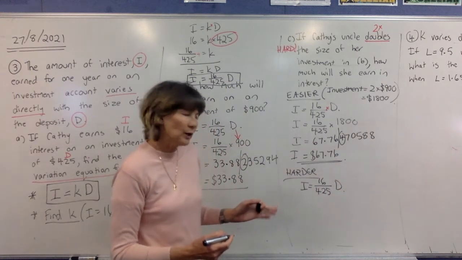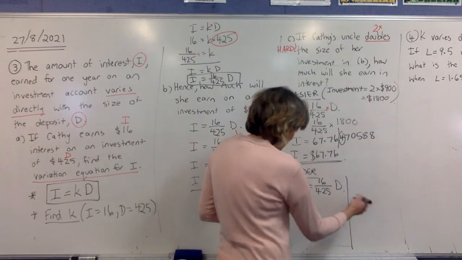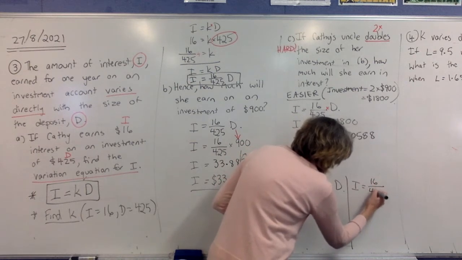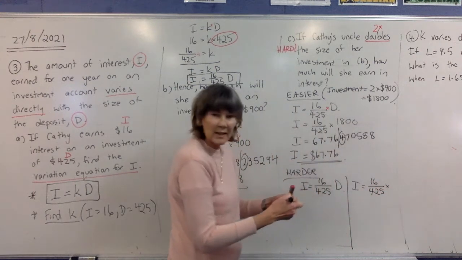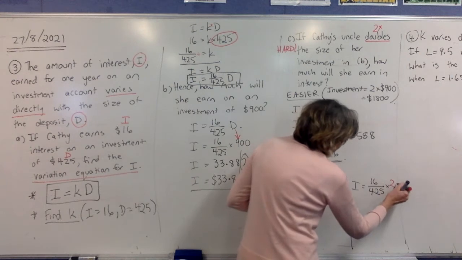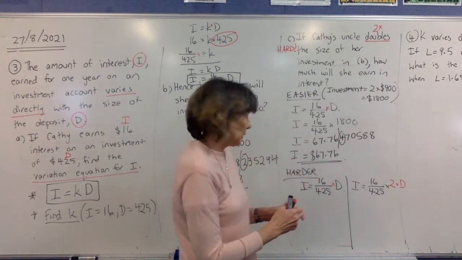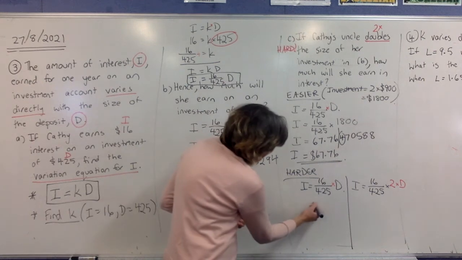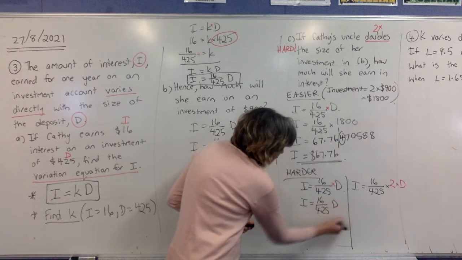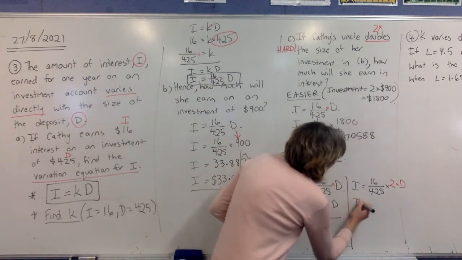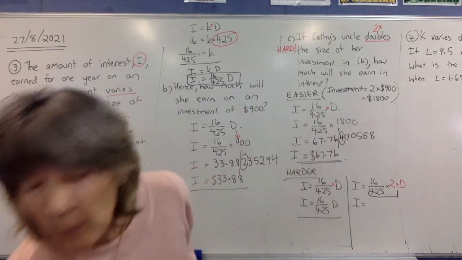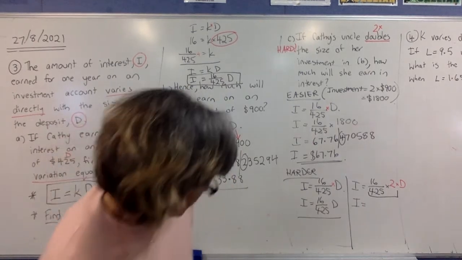Okay, and if you think about this, if we double the investment, then this is what we're doing. Instead of investing D, we're investing 2 times D because of the doubling. Okay? Now, what difference does that make? I mean, this is going to end up being whatever that works out to be. Let's see what happens over here. Now, if you get your calculator out and put in just that stuff there, so we're putting in 16 over 425 times 2.